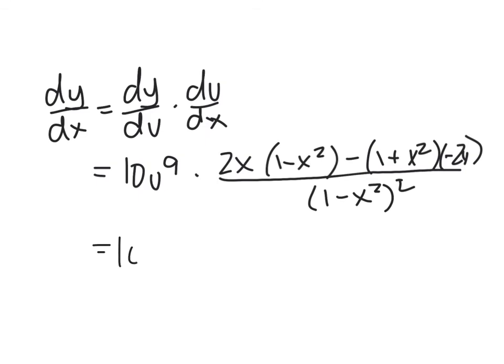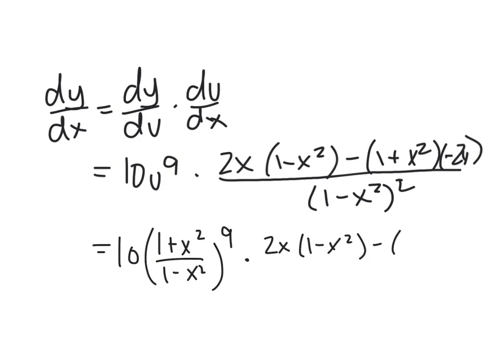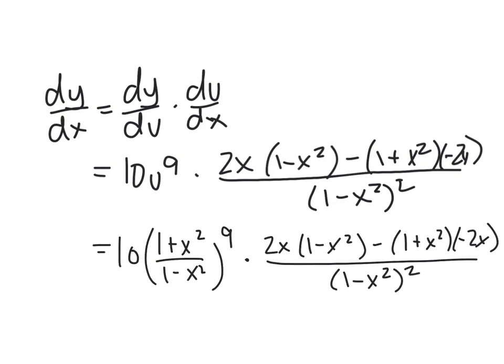So remember, our u was 1 plus x squared all over 1 minus x squared, to the power of 9, times 2x, 1 minus x squared minus 1 plus x squared times negative 2x, all over 1 minus x squared squared. Okay, not the prettiest derivative, but if we wanted to plug in a number for x there, it wouldn't be that difficult. That'd just be a lot of calculator work to find the slope of the tangent of that function.